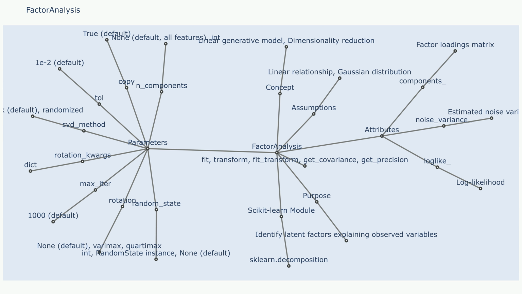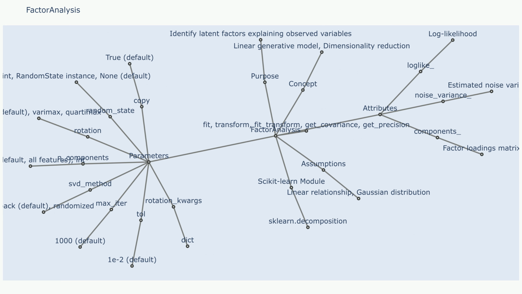Strengths of factor analysis. Reduces complexity: simplifies data by identifying underlying factors. Provides interpretability: allows for understanding the relationships between variables in a more meaningful way. Handles correlated variables: can effectively deal with datasets where variables are highly correlated.